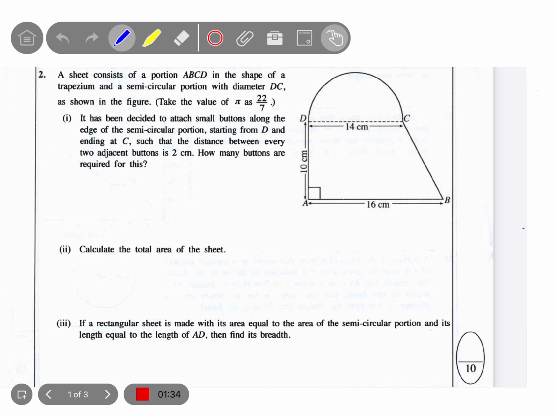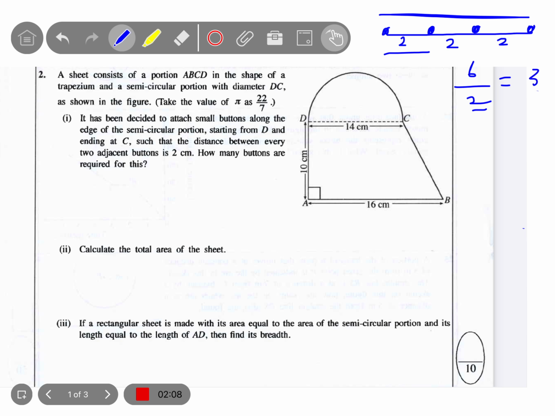It's a tricky question and a good question actually. If you just think about a straight line which is 6 centimeters and you want to attach buttons every 2 centimeters, you start a button here, in 2 centimeters you put another button here, in another 2 centimeters another button, and in another 2 centimeters another button here. So 6 divided by 2, where 6 is the total length and 2 is the interval, gives you 3, but you need one more, so you add 1 to that. That's the number of buttons that you need.